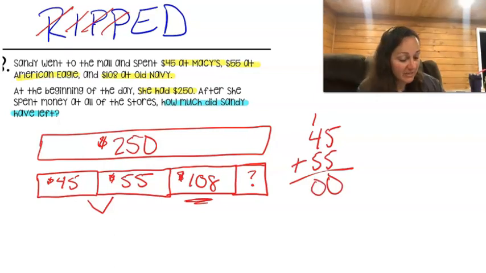So I'm going to put down the 0, carry the 1. But there's nobody there, so I just bring them straight down. So 45 plus 55 is 100. Now I'm going to add this other guy in, and that is 108.